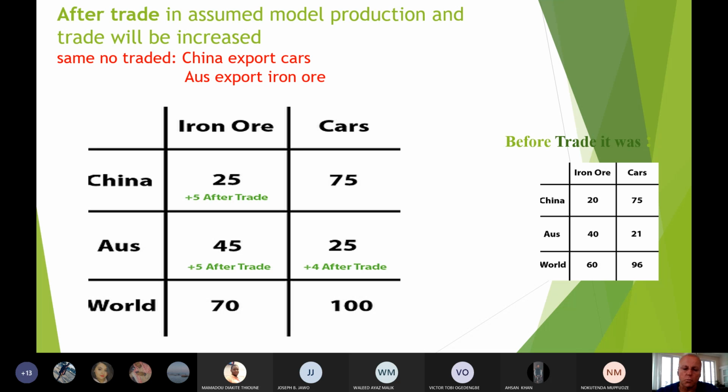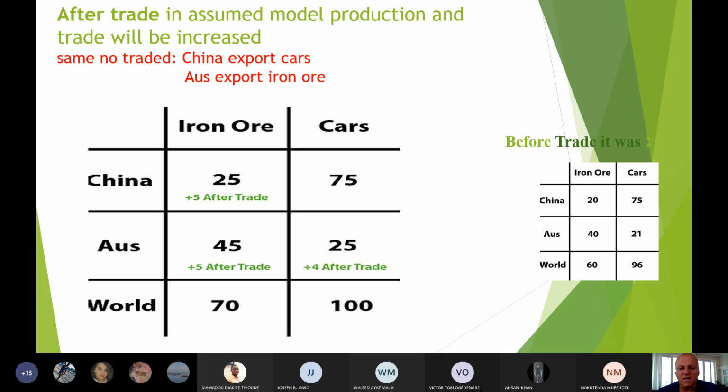Therefore, 25 units is supposed to be exported. The Australian production of iron ore goes from 40 to 45, because we assume they have bilateral trade relations and a win-win policy, equal trade capacity, where you consume and produce similarly in the countries. Therefore, production shifts from 40 to 45 units, and the rest will be substituted from other nations.